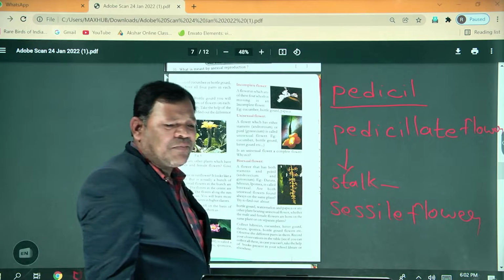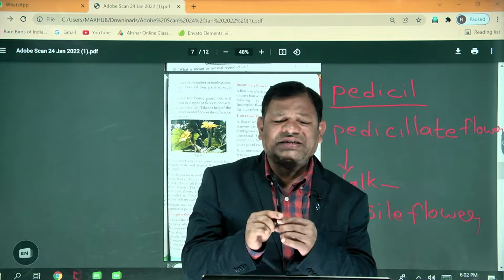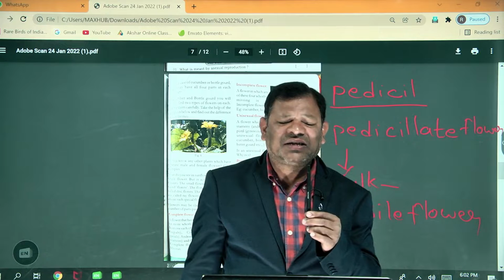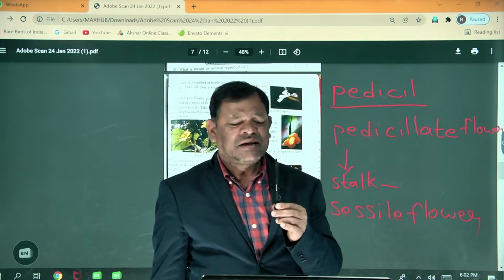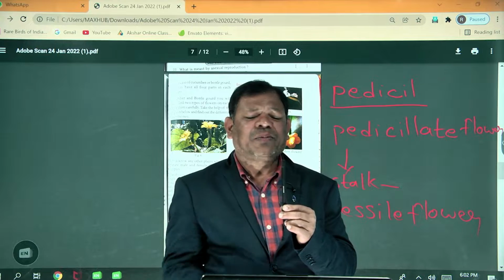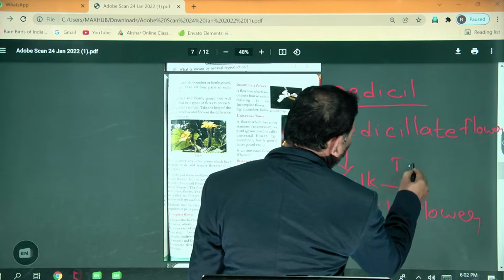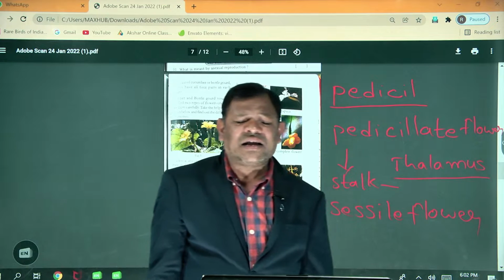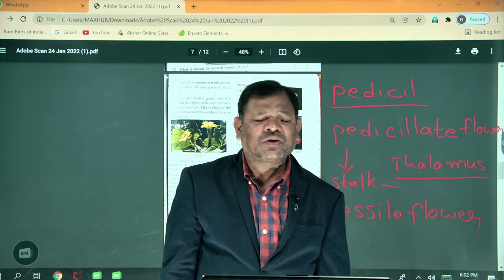Keep in your mind, if you see any flower, the stalk-like structure is called the pedicel. If the pedicel is present, it is a pedicellate flower. If the stalk-like structure is absent, it is called a sessile flower. In the pedicellate flower, the swollen part of the pedicel is called the thalamus. In this thalamus, floral parts are arranged in rows: first row, second row, third row, fourth row.